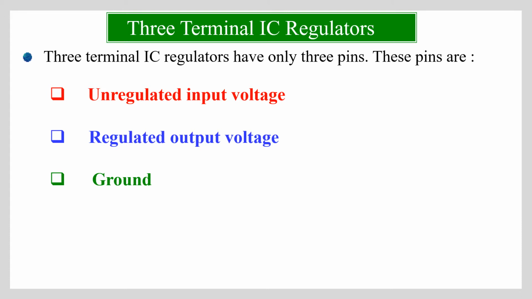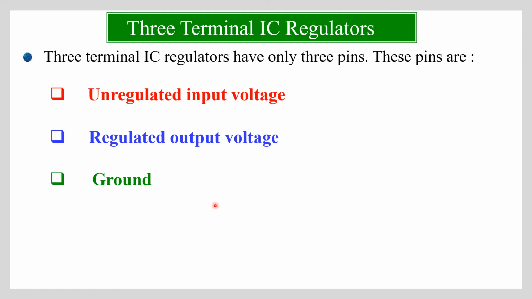Now let us start with the 3-terminal IC regulator. As the name indicates, the 3-terminal IC regulator has only 3 pins. These pins are unregulated input voltage, regulated output voltage and ground. Earlier the IC regulator had 8 or more pins that had to be connected in various ways. The 3-terminal IC regulator can supply large load current from 100 milliampere to more than 3 ampere.